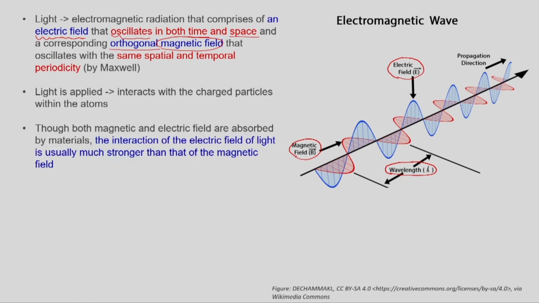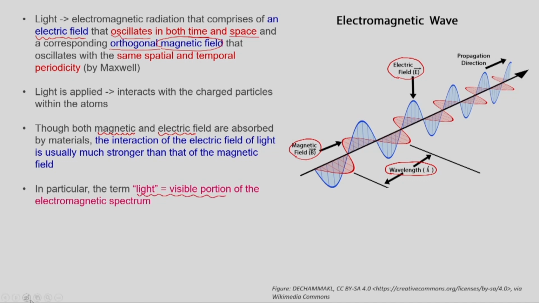Now, as we know, the light has both components, the magnetic field as well as the electrical field, and the interaction of the electrical field is found to be much stronger than the magnetic field. Therefore, in the studies of laser, the effect of the electrical field has been considered for further computations or analysis. In particular, the light is considered to be the visible portion of the electromagnetic spectrum.